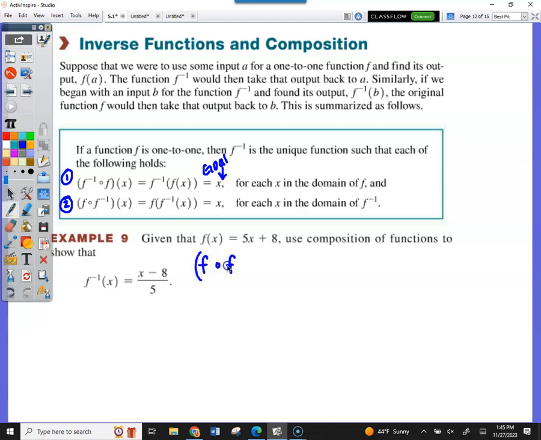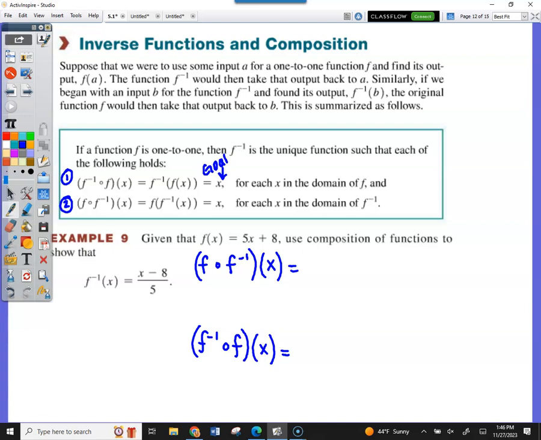f of f inverse. And then, depending on how big you write, you can write that here, then come over here, or I'm going to come down here. I'm going to do f inverse of f. So you have to show both directions.